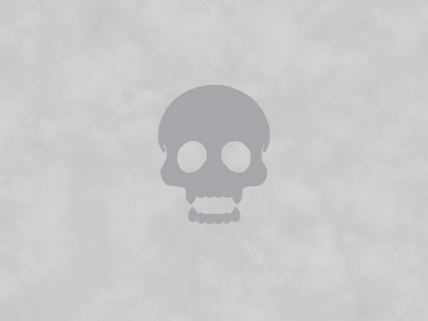PM 2.5, the invisible killer. PM 2.5, short for particulate matter 2.5, refers to particles or droplets in the air that are 2.5 microns or less in width. The width of 4 PM 2.5 particles equals that of a PM 10 particle.